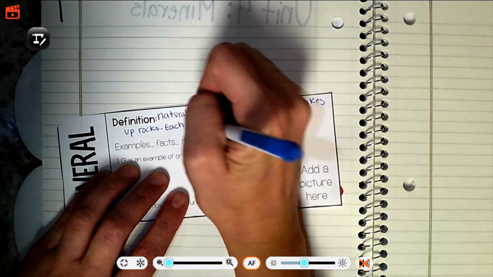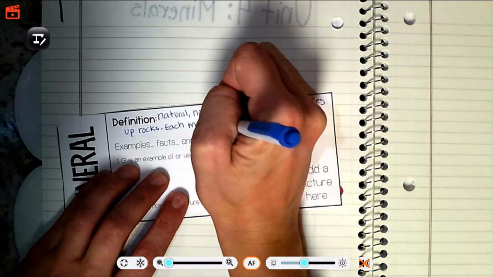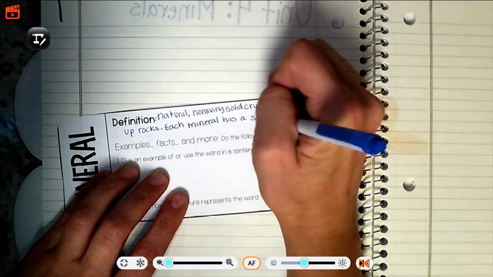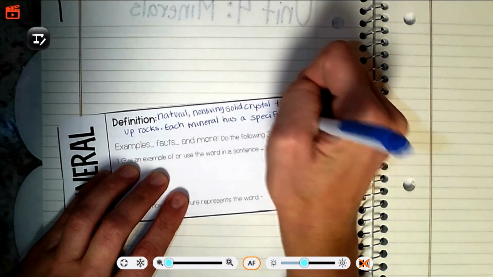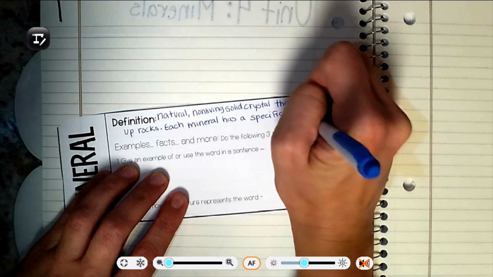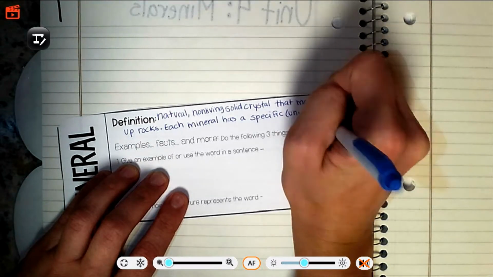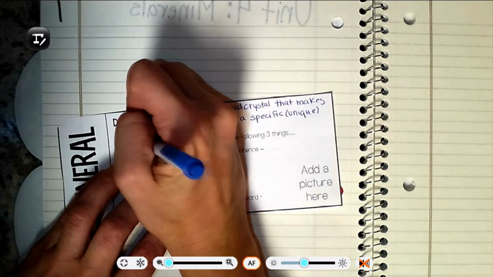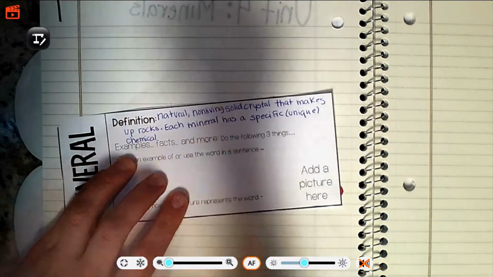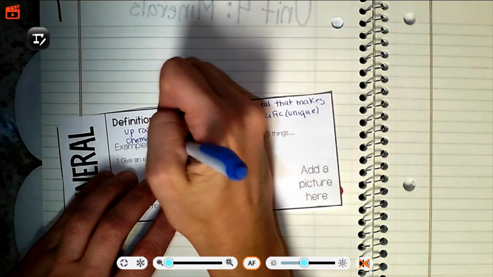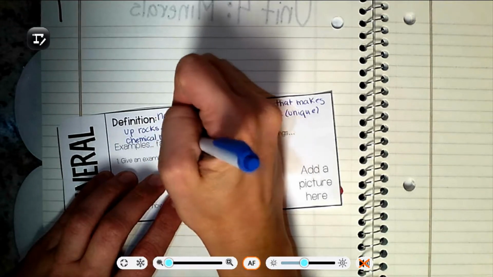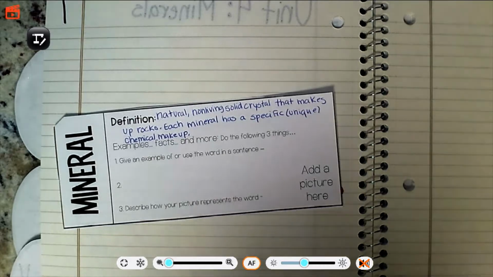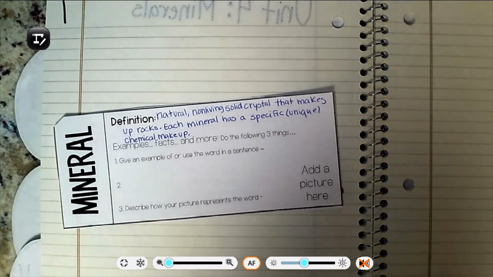Each mineral has a specific, that also means like unique or different, unique, a specific chemical makeup. So what is inside of it? Remember those atoms, those bonds, they are different from one mineral to the next. So make sure you get that definition copied down. Pause the video if you need to.